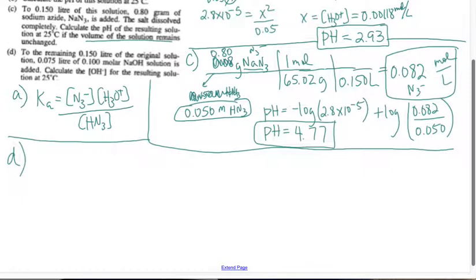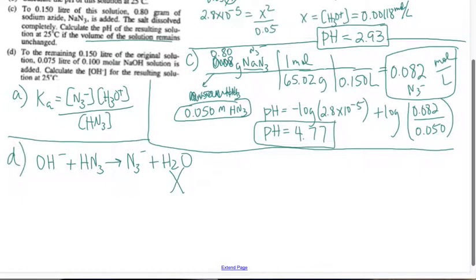They added 0.075 liters of 0.1 molar sodium hydroxide. Calculate the OH minus for the resulting solution. What did we just do to our poor weak acid? We invaded it. So our invasion equation, OH minus plus HN3, it's going to go to completion. The war will make N3 minus plus water.